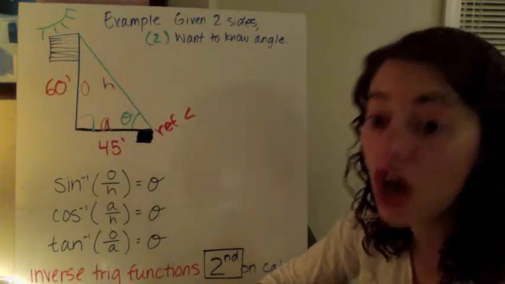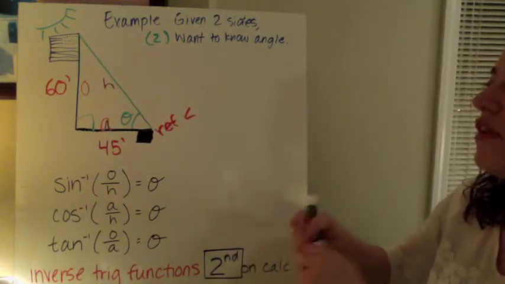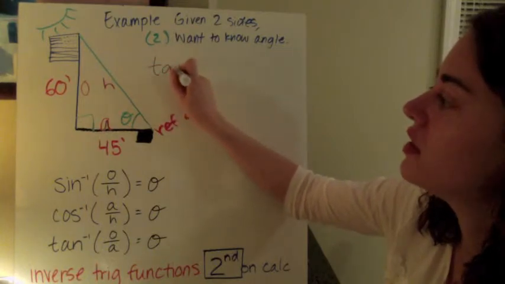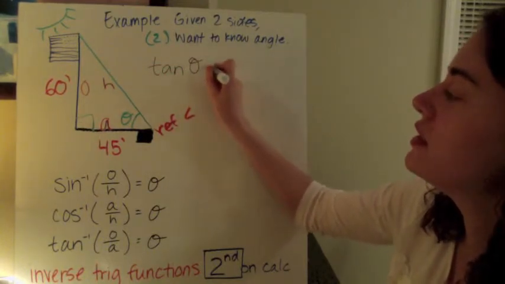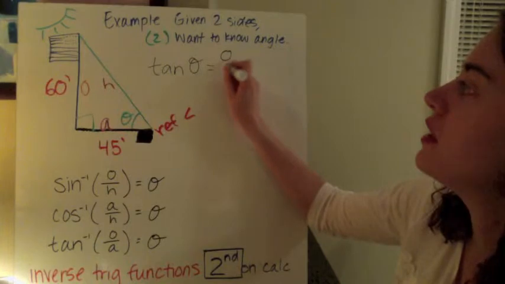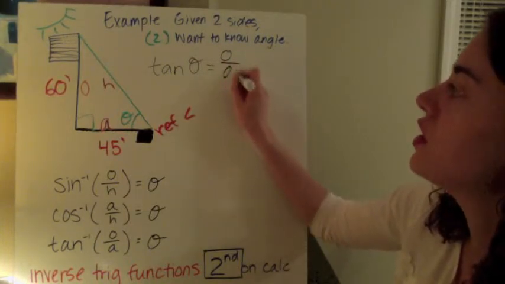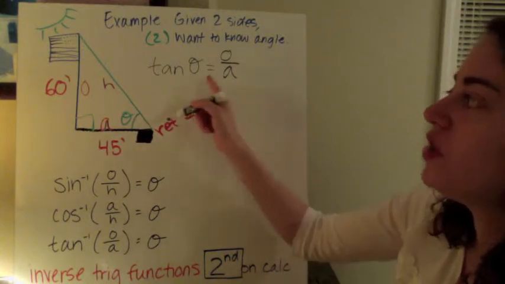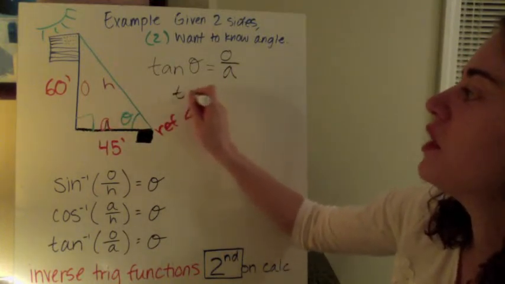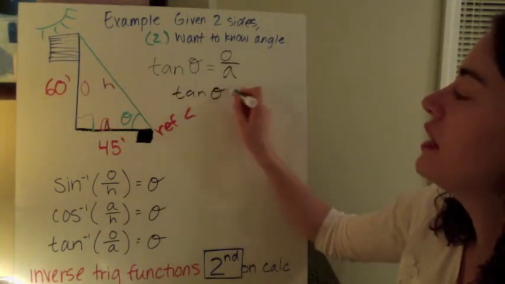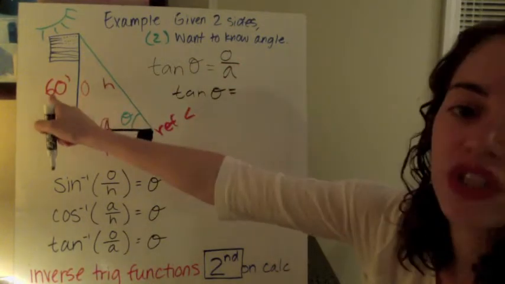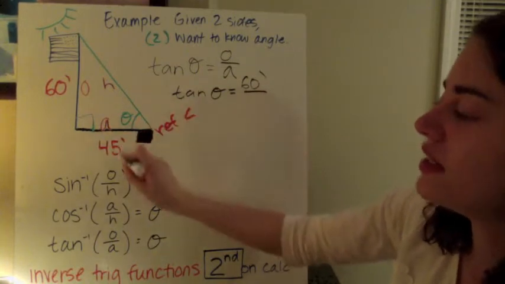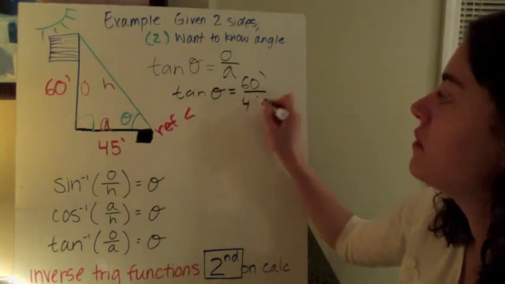SOH CAH TOA. Toa. Okay, that involves them both. So tangent. We need the tangent of theta is equal to opposite over adjacent. Toa. Alright, so let's fill in some numbers. We don't know what theta is, but we know that the tangent of theta is equal to opposite, which in this case is 60 feet, over adjacent, here is 45 feet.